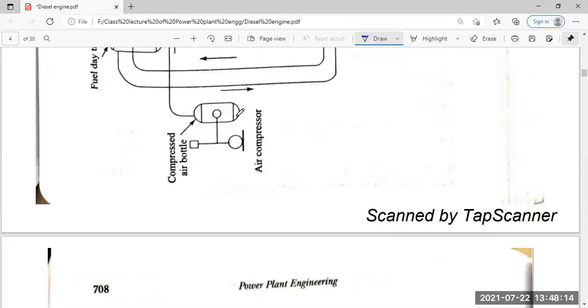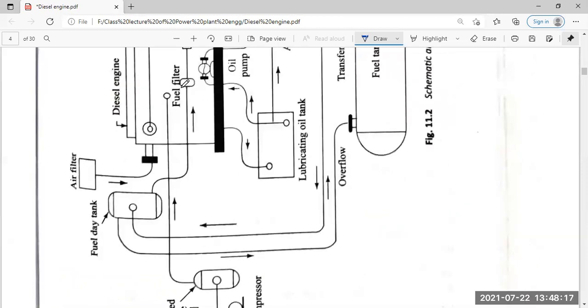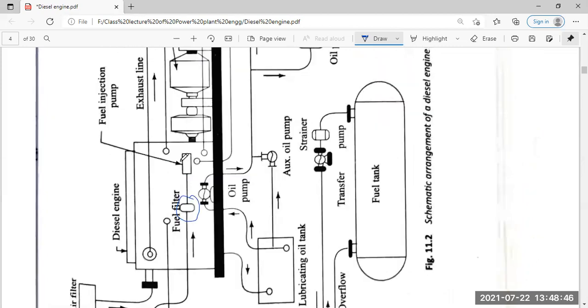Then it goes directly to the fuel filter itself, so that fuel gets injected here, and that is the fuel tank, which is filled up with fuel, and it goes inside the fuel filter from here. This is the fuel filter itself. And from the filter, it goes to the fuel injection pump itself, which injects the fuel here.